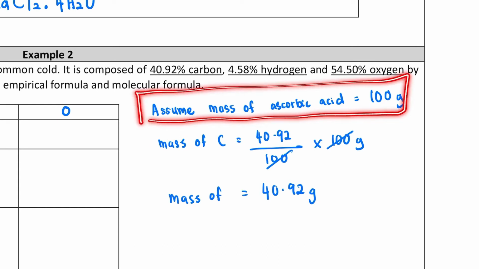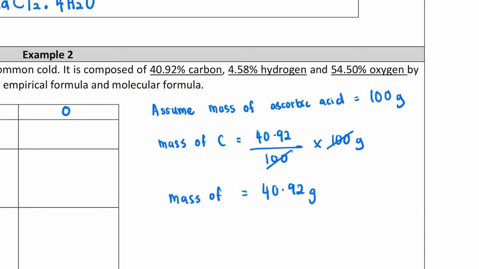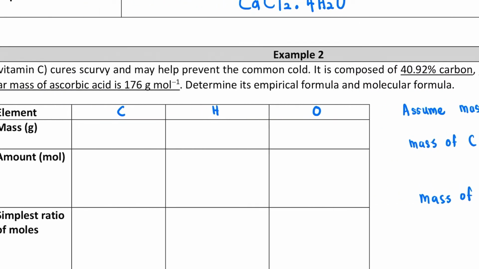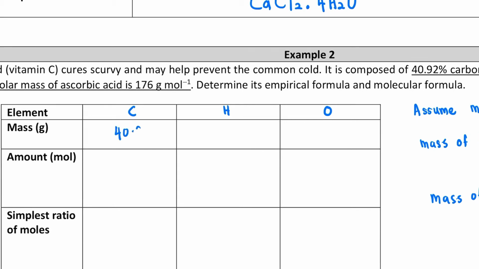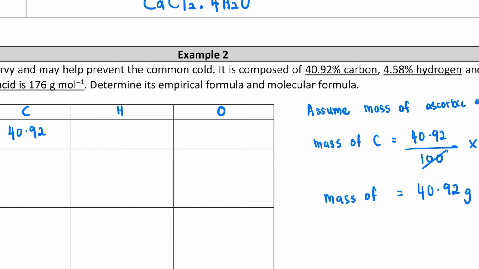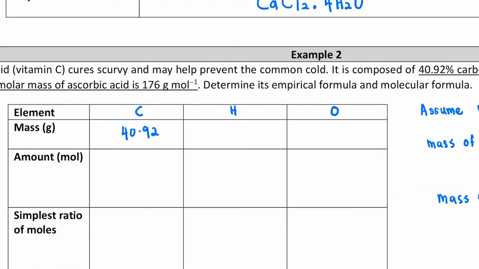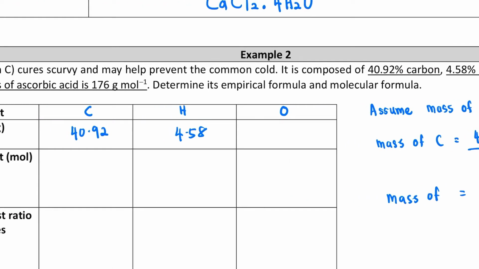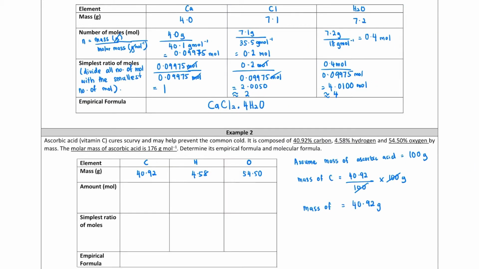When you assume it is 100 gram, it is easy for you to figure out the mass of the other elements. It is the same as percentage. But the condition is, you must write assume mass of whatever equal to 100 gram, it is compulsory. Right, so now just key in the values. 40.92 gram is for carbon, hydrogen 4.58, and for oxygen 54.50 gram.